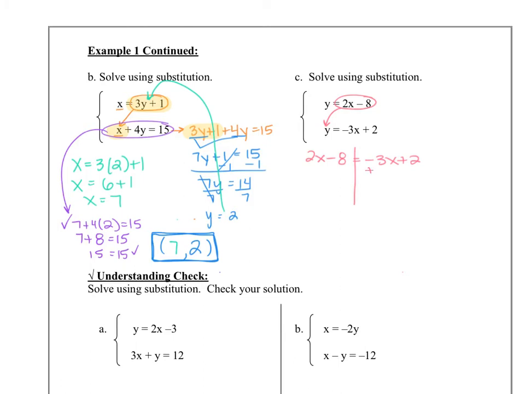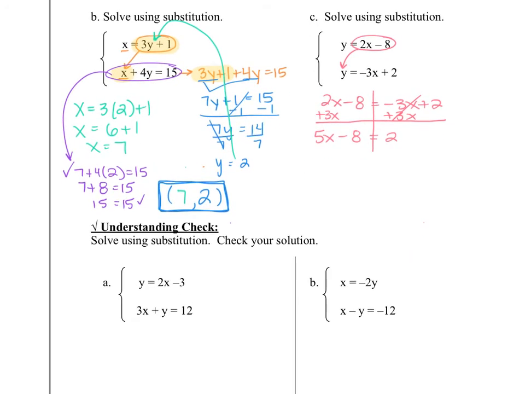So you're going to add 3x to this side. Use those inverse operations. So 5x minus 8 is equal to 2. Then you're going to add the 8 over. Red Rover, bring 8 right over.